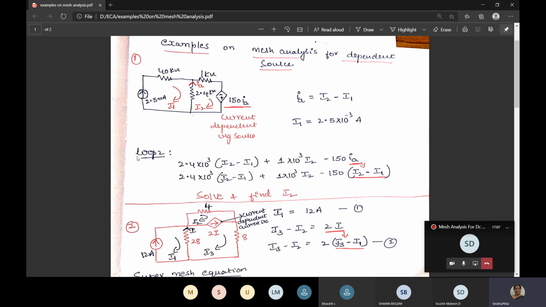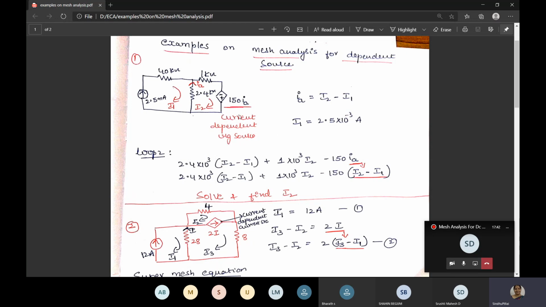What is the equation for loop 2? Starting from this 2.4 kilo ohm we will take. It is 2.4 into 10 power 3, because kilo they have written, it is 10 power 3, and there are two currents here. Whichever the loop you write first, that current should be written first. So you will write I2 minus I1 plus 1 into 10 power 3 I2. The current is entering here negative polarity, so I'll write minus 150 IA. Okay, minus 150. How they have given, you just write it like that only.